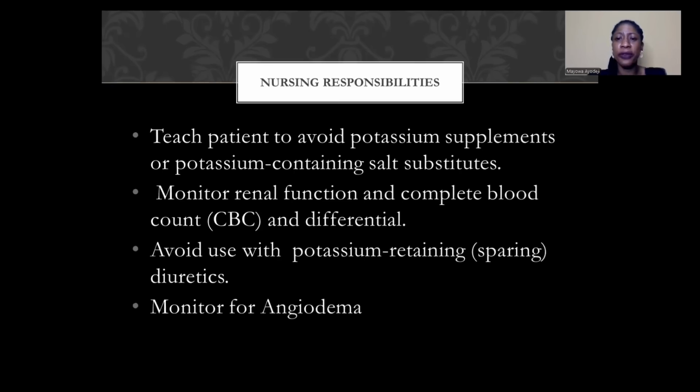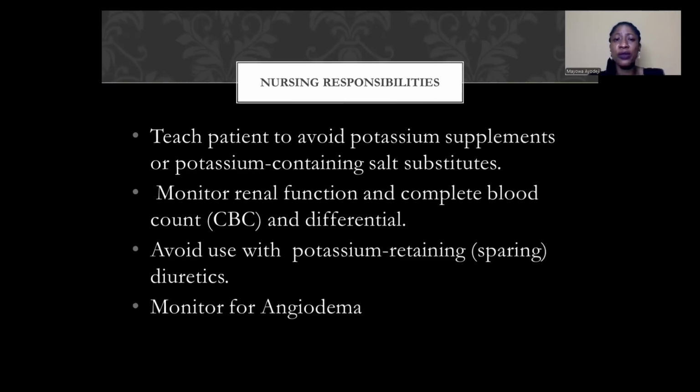Now, teach the patient to avoid potassium supplements or potassium-containing salt substitutes. And why do you want to do this? One of the major side effects is what? Hyperkalemia. This patient's potassium level will go above normal. So this is not the time to put your patient on what? On potassium supplements.